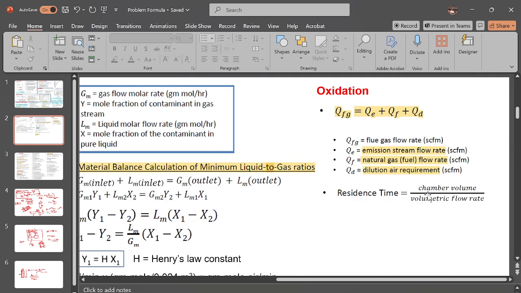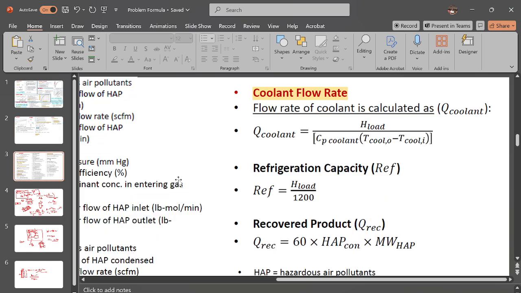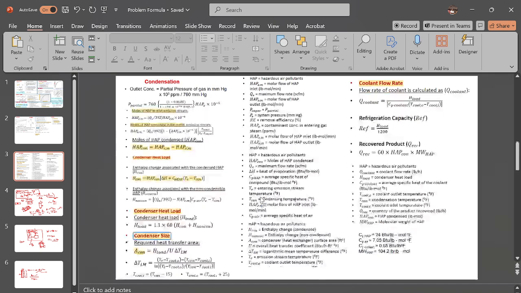And residence time will be calculated by chamber volume divided by volumetric flow rate. That will give you the residence time, how much time the gas is inside your chamber. Okay. So for condensation, there are lots of problems, but very simple.